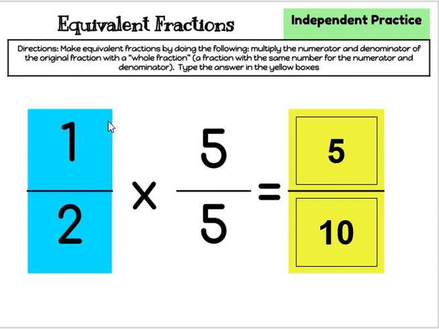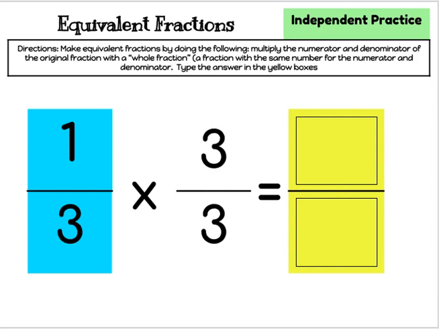All right, to make equivalent fractions, you can multiply the fraction by a common numerator and denominator. Here, 1/2 times 5/5. 1 times 5 is 5. 2 times 5 is 10. So 1/2 is equal to 5/10.